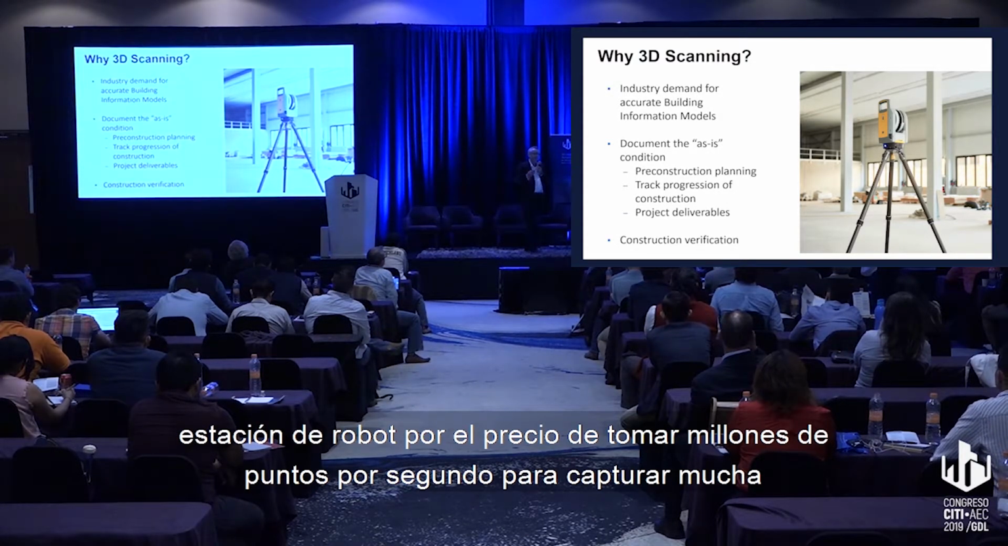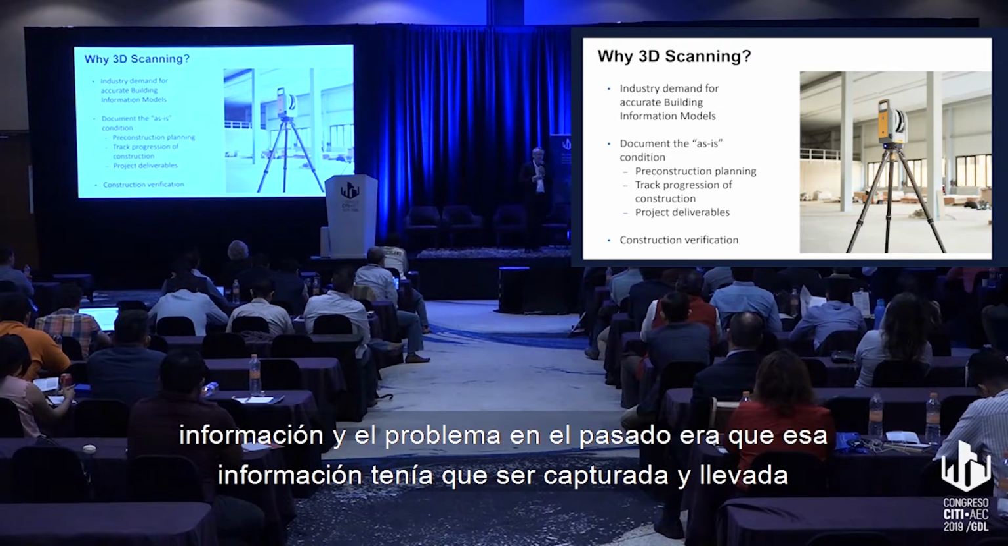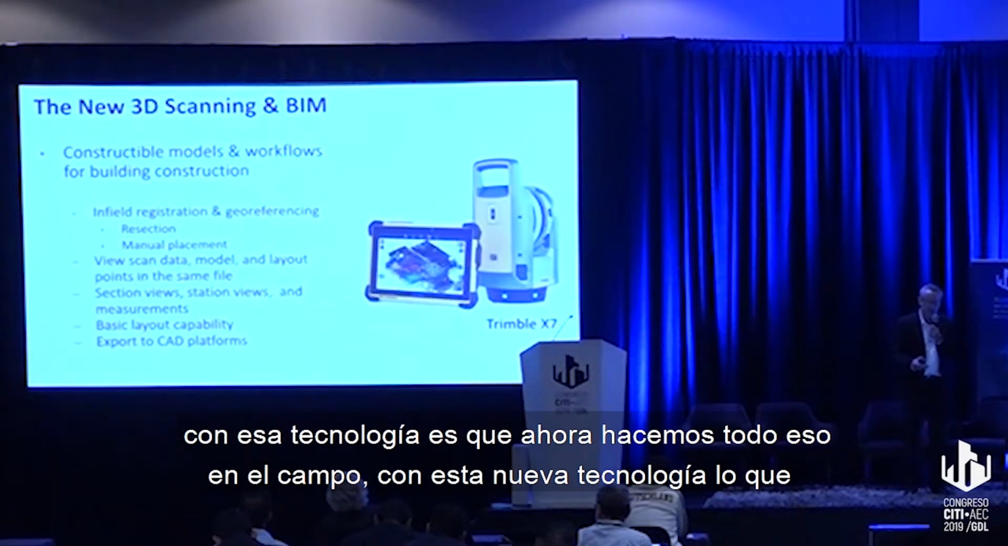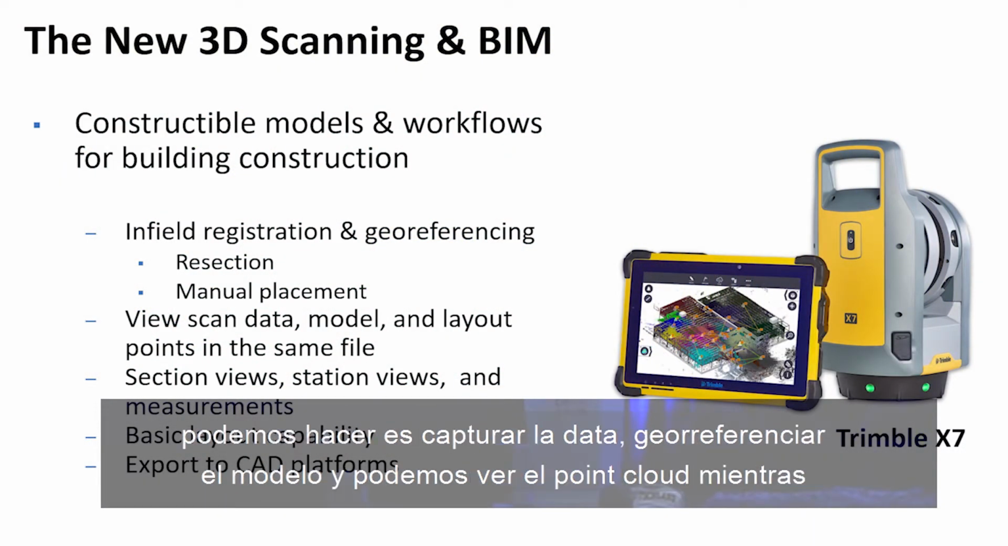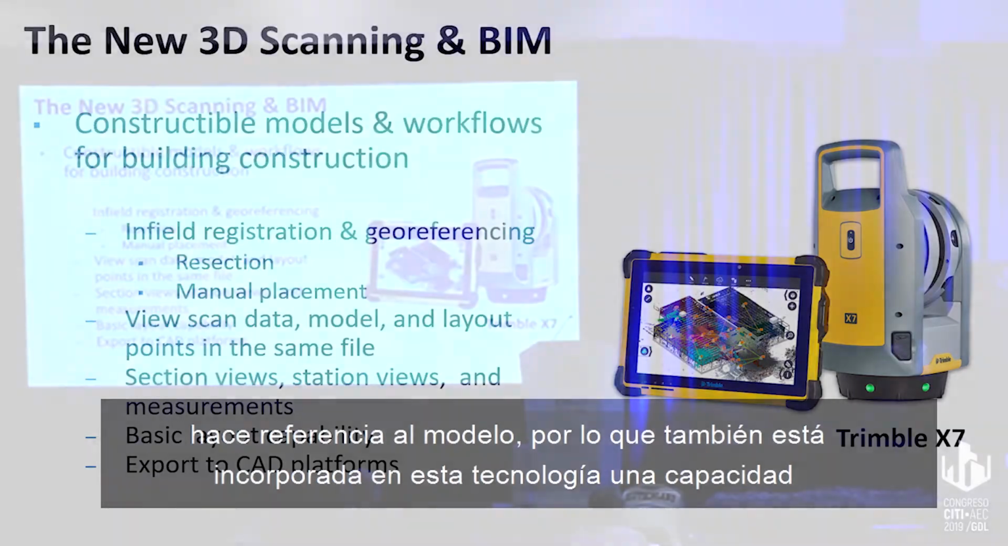You're capturing millions of points per second to capture a lot of information. And the problem in the past is that information had to be captured, taken back to the office, processed, modeled, and then compared. Today, what we can do with this new technology is we actually do all of that in the field. We can capture the data, we can geo-reference it to the model, and we can see the point cloud as we progress around the job site. It's actually automatically stitching itself together, and it's also referencing itself to the model.